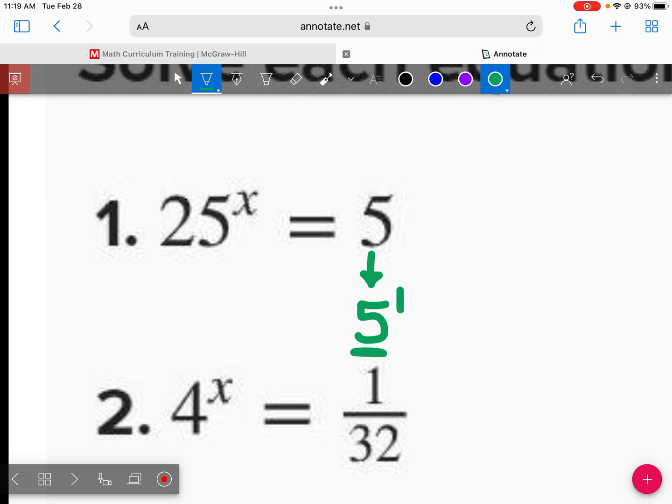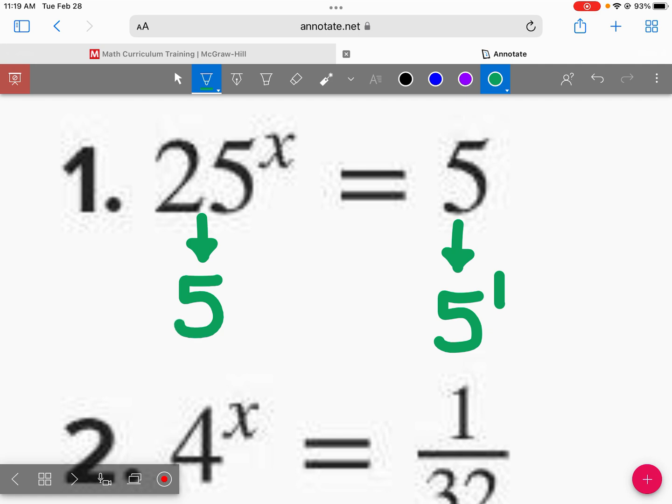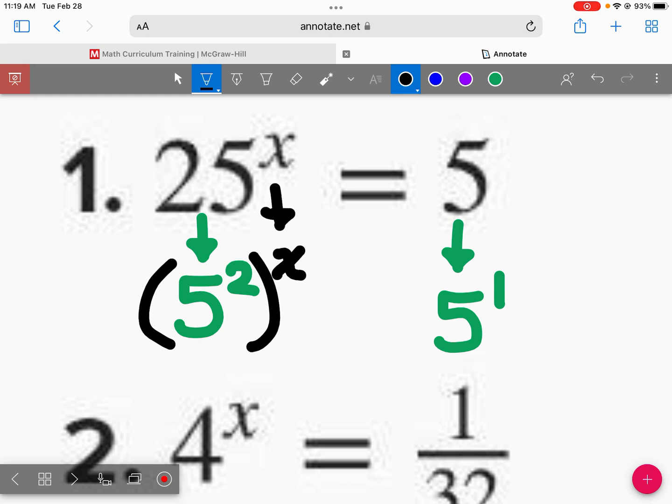Do these bases match right now? No. So I have to think of a way of rewriting this one so that it has the same meaning, it has the same value, but it looks different. 5 to the second power. Again, we can't divide these. 5 squared is the same as 25. So if I write 5 squared, it has the same value as the 25 right above it. But that 25 had an exponent on it. So my 5 squared needs to have an exponent on it.